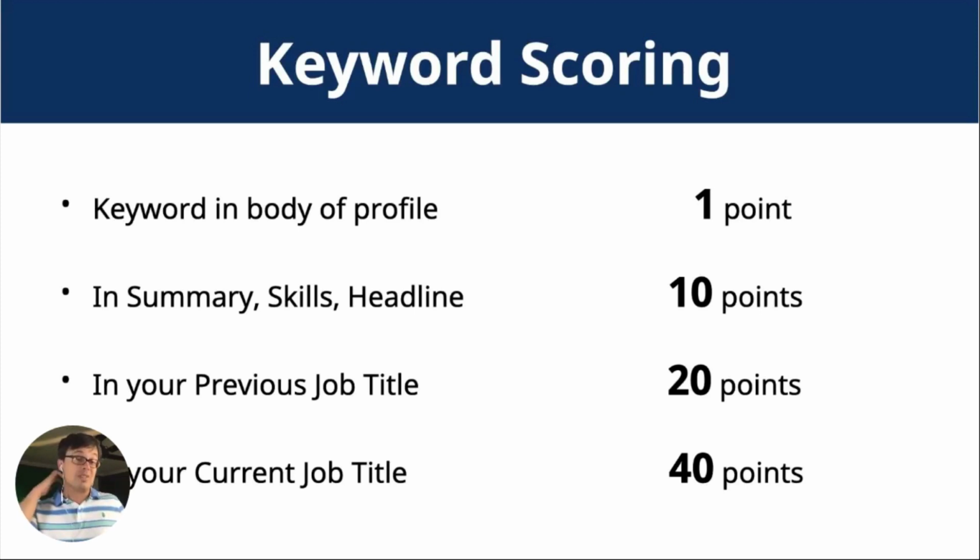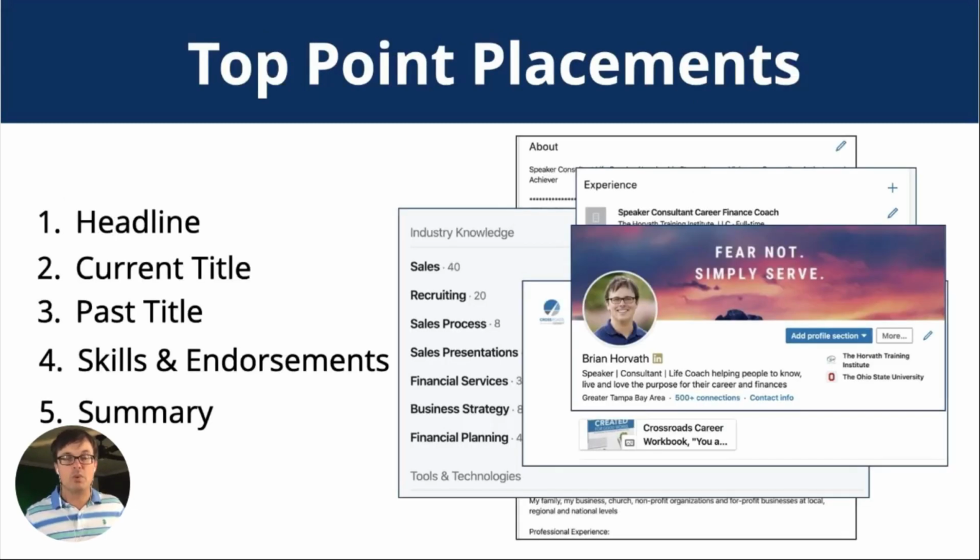Next, 10 points. So 10 times the weight of the keyword in the body is in the about, which I have here as summary. It's called about. It's right at the top. It flips sometimes. In your skills or in your headline, 10 points. Now we start looking at job titles. Shows a work history, right? Your keywords in your job titles from the past, 20 points. In your current job title, 40 points, 40 times the importance of the keyword in the body. You need to know that. You need to remember that.